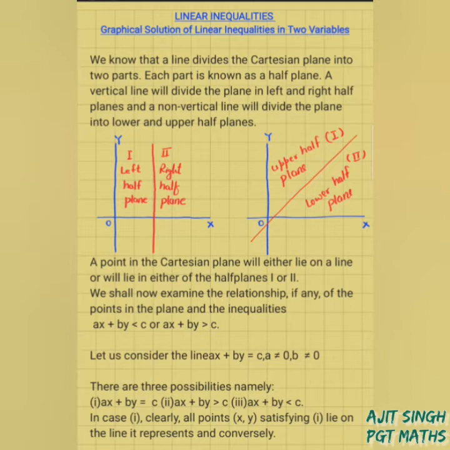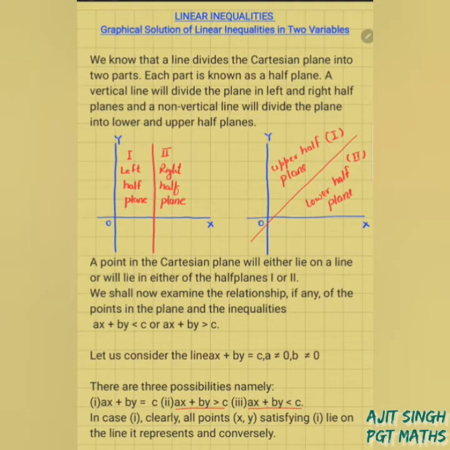Inequalities are ax plus by less than c or ax plus by greater than c. Now let us consider the line ax plus by is equal to c, where a and b are not equal to 0 and also a and b are real numbers. There are three possibilities, namely the first condition may be ax plus by is equal to c, second ax plus by greater than c, or ax plus by less than c.